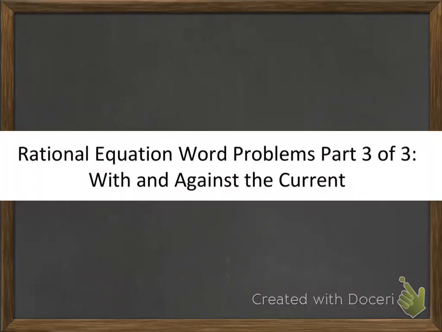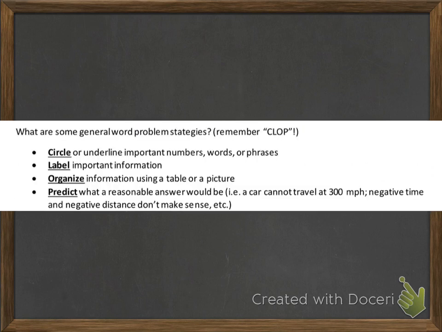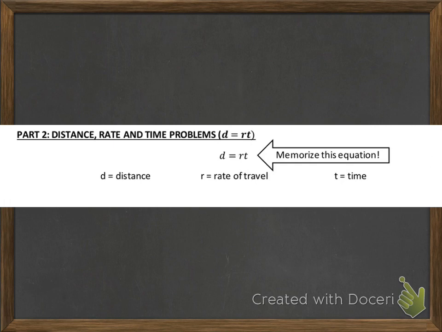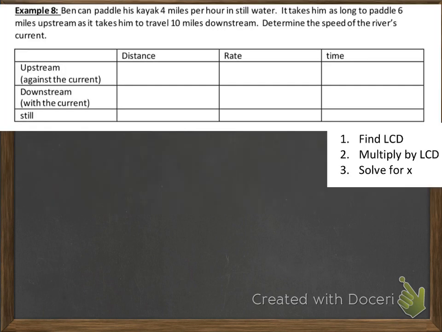Welcome to this video on rational equation word problems, part 3 of 3, with and against the current. As a reminder, here are some brief word problem strategies that we will be using when we work through these problems. Also, remember we will be using the equation d = rt, which assumes a constant rate of speed or rate of travel.